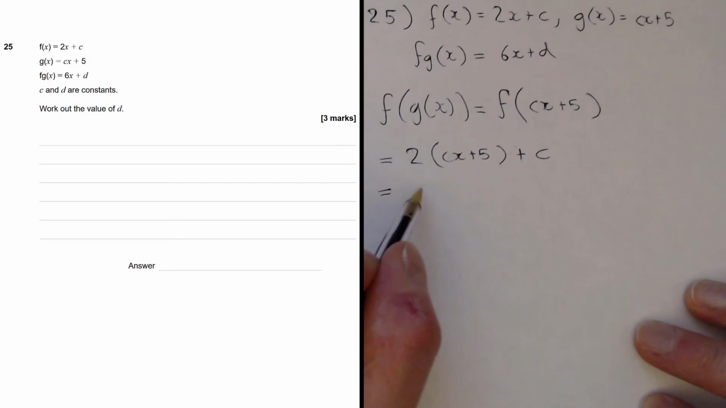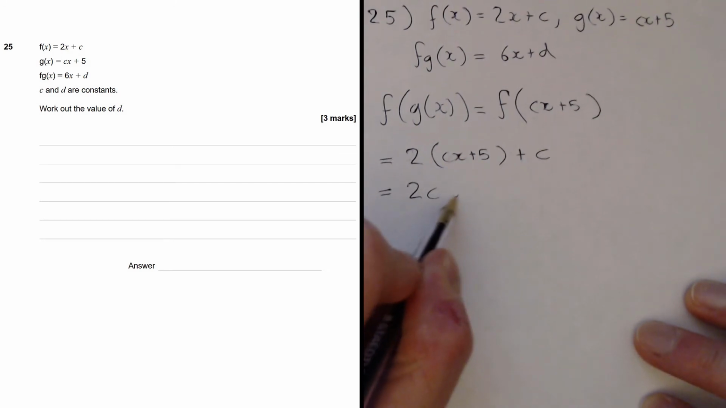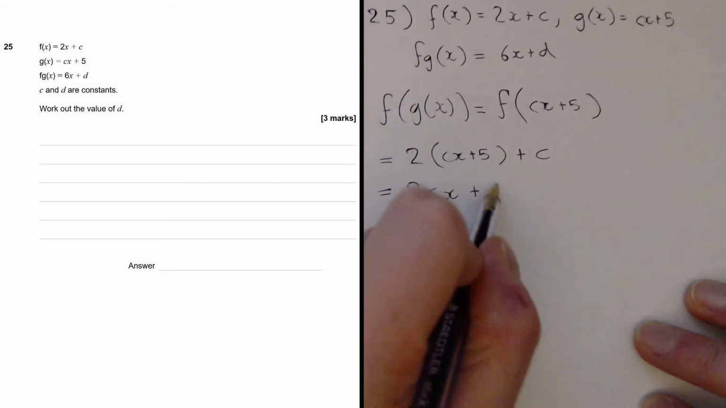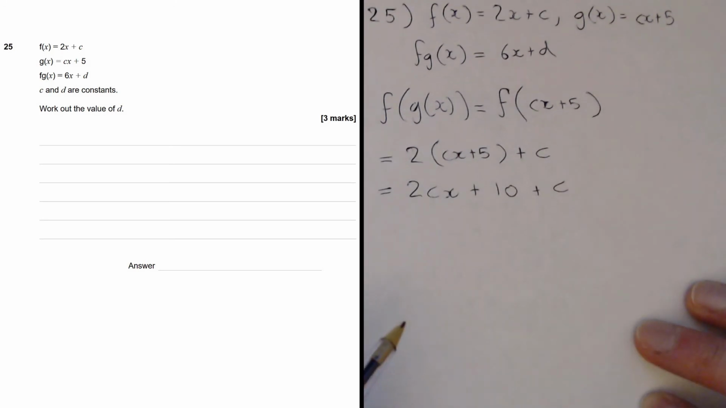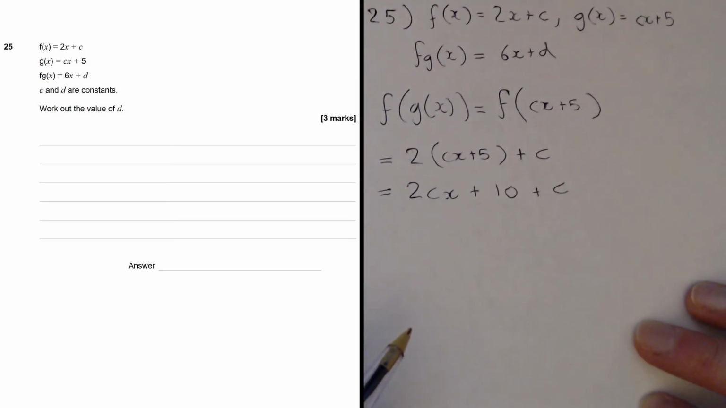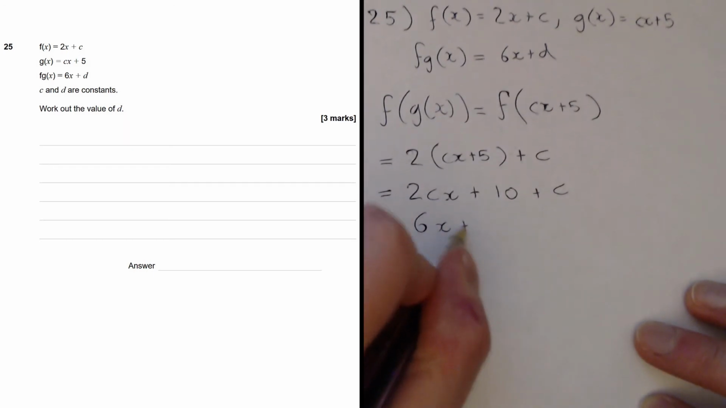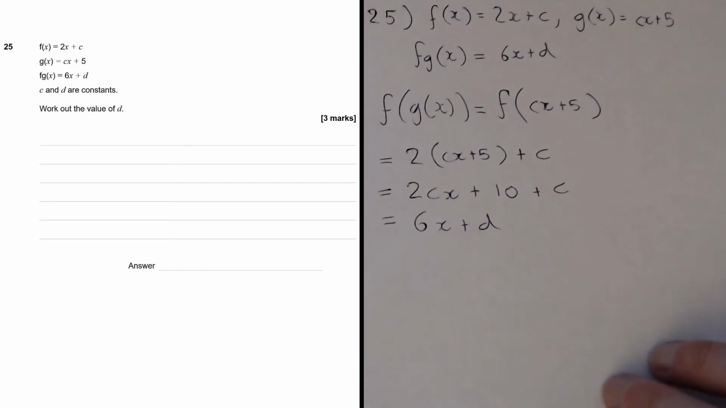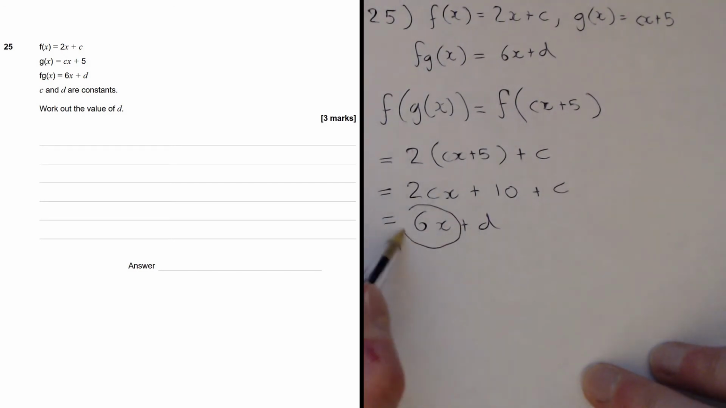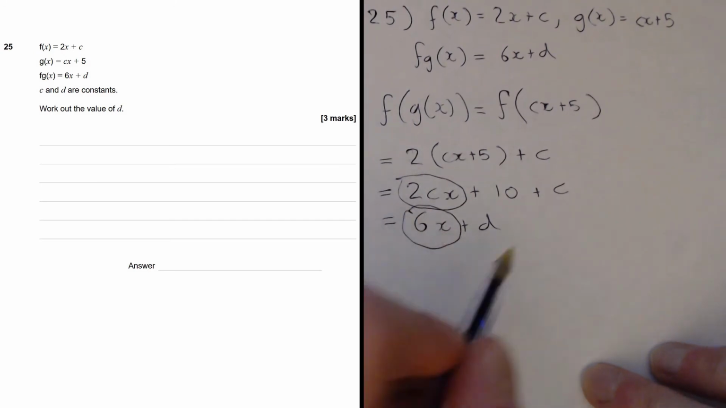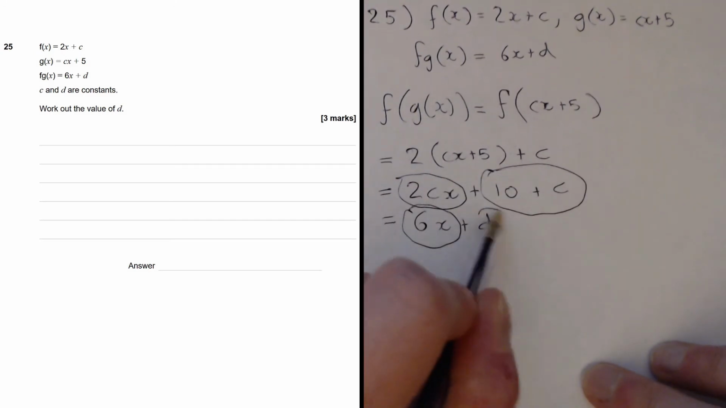And if we expand that out, we're going to get 2cx plus 10 plus c. But we are told that fg of x is 6x plus d. Now in both of these we have an x term and a constant term.